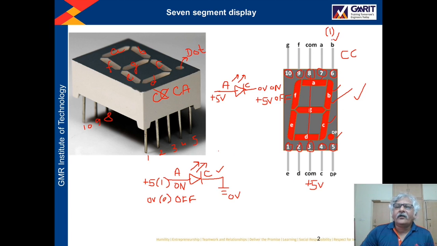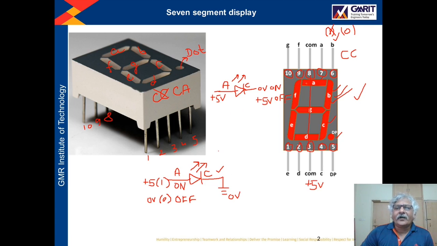And if you want to turn on the B LED, which is connected at the B segment, then at pin number 6 you have to apply binary 0. So now this LED will turn on, right? There are two types of 7 segment display available in the market. One is common cathode and one is common anode.